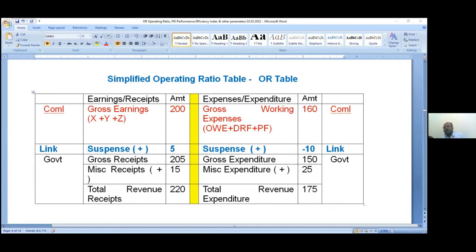Very good. Yeah, it is not shortfall. It is a surplus. Shortfall means if expenditure is more than receipts. So it is a surplus only. Yeah, very good. All are correct. Please check. Very good. Everyone is correct.